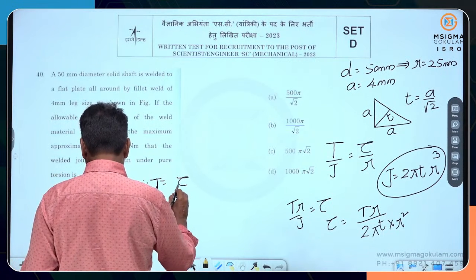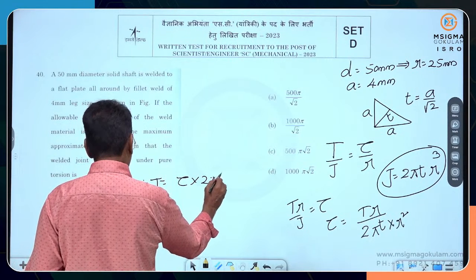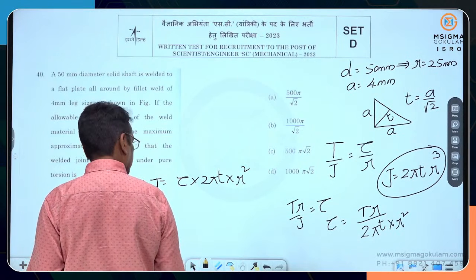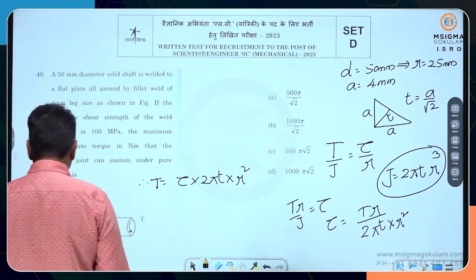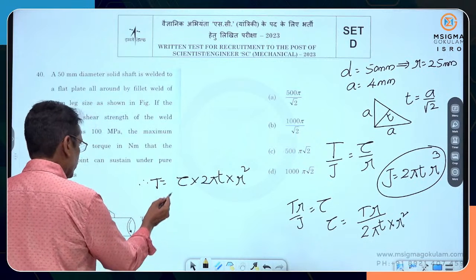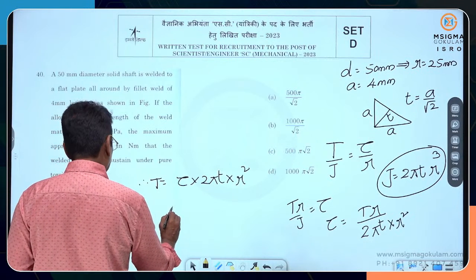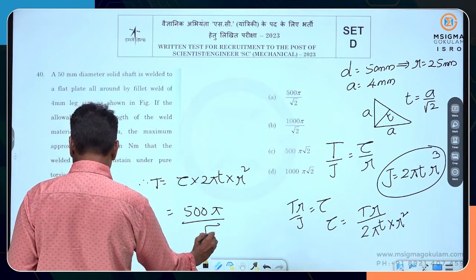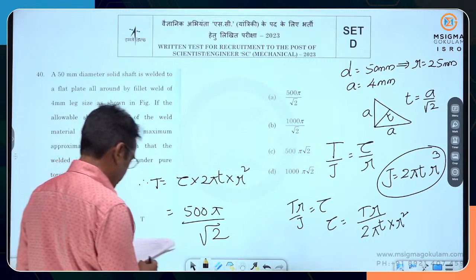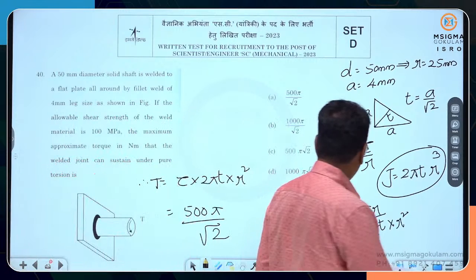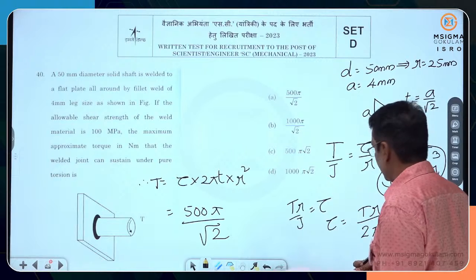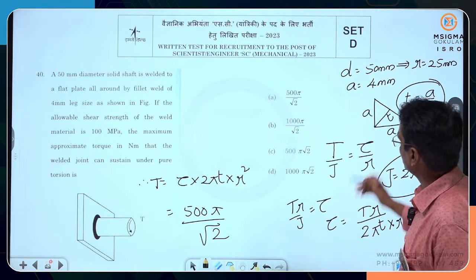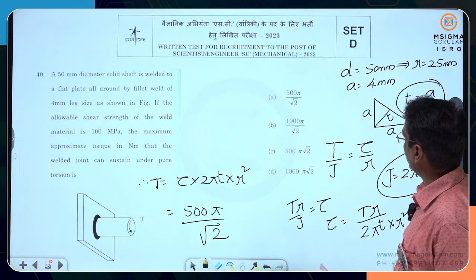Shear strength was given, 2 pi T into R square. Shear strength was given, this tau is the shear strength you can take, you will get the answer 500 pi by root 2 by substituting the given values there. T is A by root 2. This is the cross-sectional view of the welded portion.